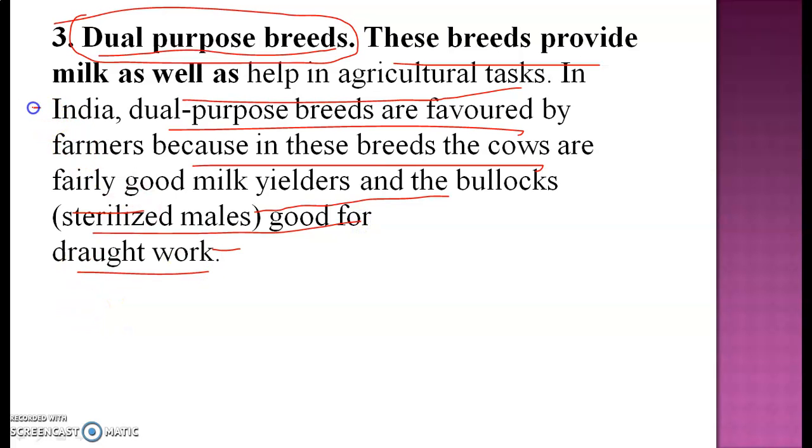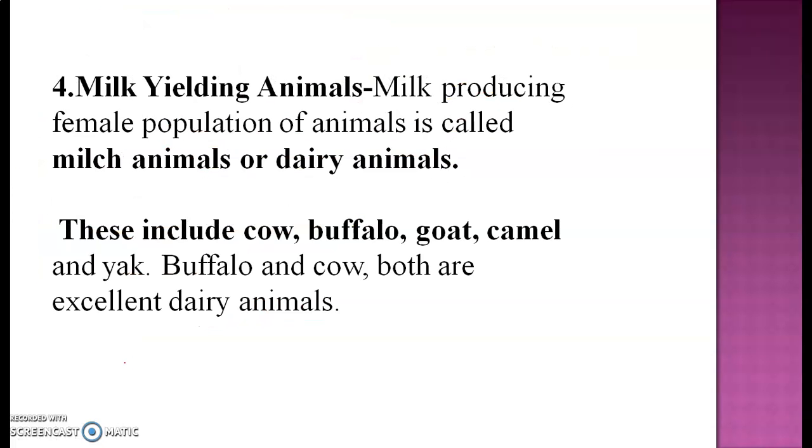So what does it mean? It means farmers tend to prefer dual purpose breeds because the cows, the female cattle, are able to produce a sufficient amount of milk to meet the need of the farmer, and the males, specifically bullocks, are used for draught purposes or labor tasks.